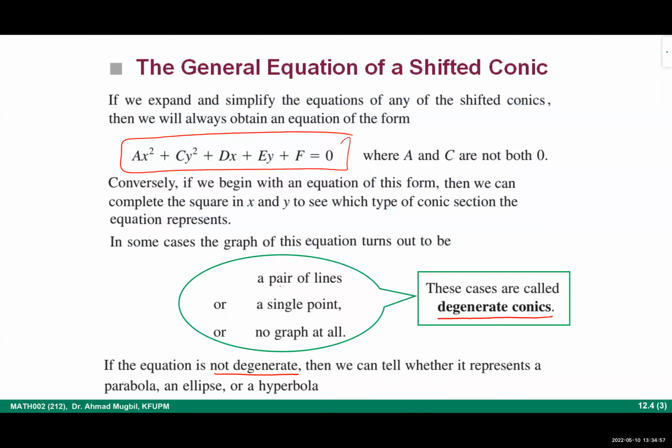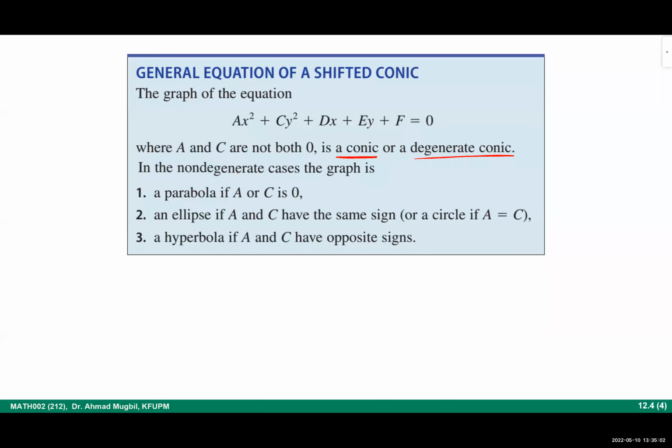It means a pair of lines, a single point, or no graph at all. If it is non-degenerate, then it could be a parabola or an ellipse or a hyperbola. It will be a parabola if A or C is 0. One of A and C is zero. So if A is 0 or C is 0, we will get a parabola.